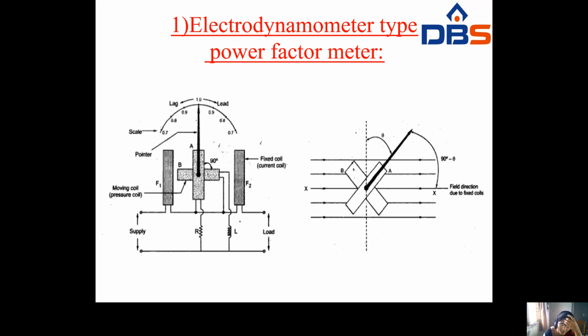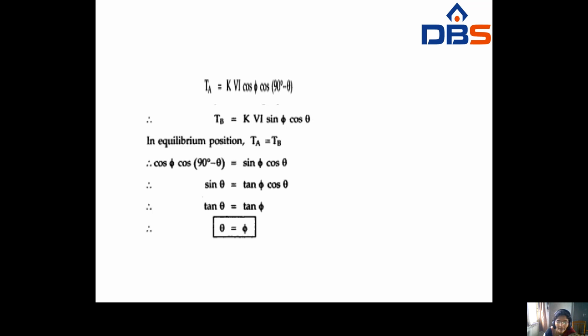Here there are two field coils, the pressure coil and the current coil. These exhibit a magnetic field, and so the pointer moves like this. This is the rotation of the pointer. This is the construction of the electrodynamometer type power factor meter.